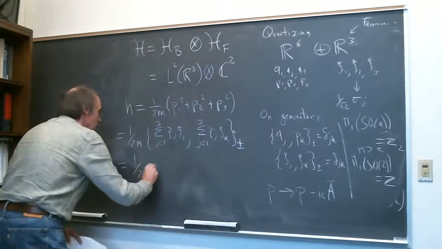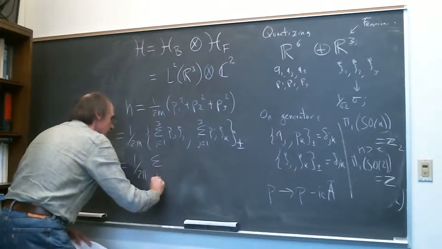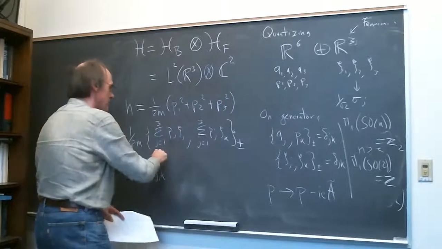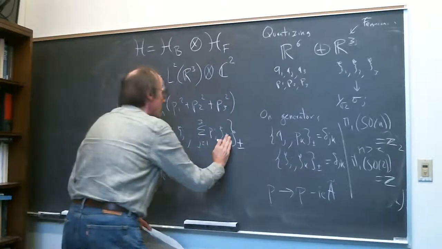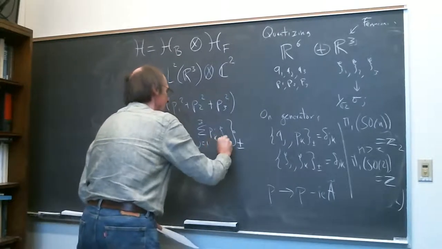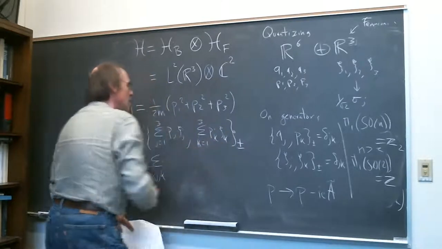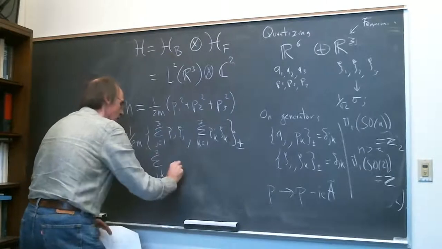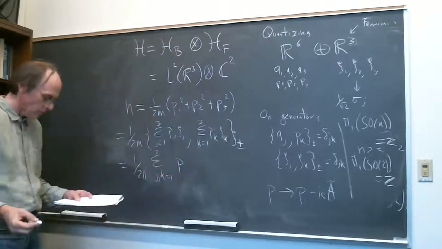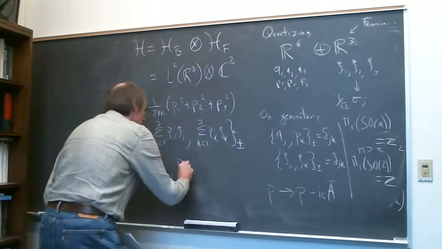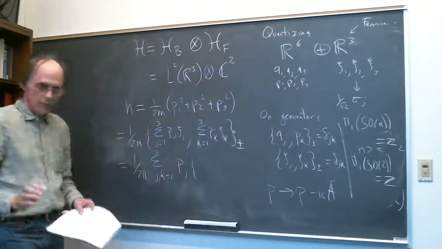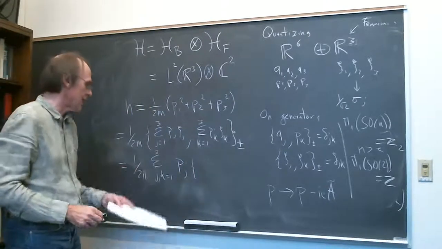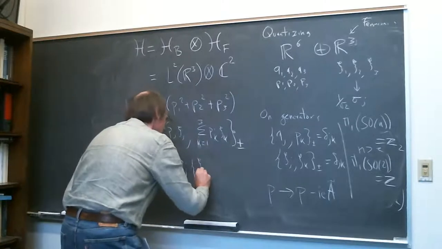Then sum over j, k. So you have two sums. Oh, sorry, maybe do it this way. So you can have two sums, and then you have a p_j. And if you are careful about ordering, which doesn't actually matter here, then you get something like this.